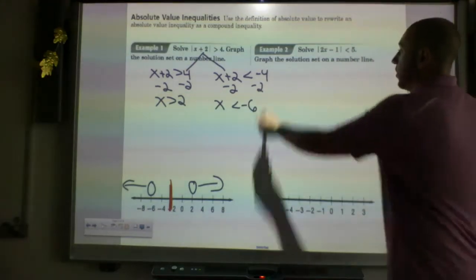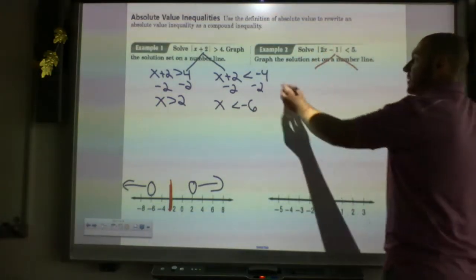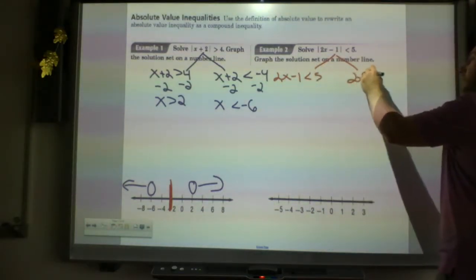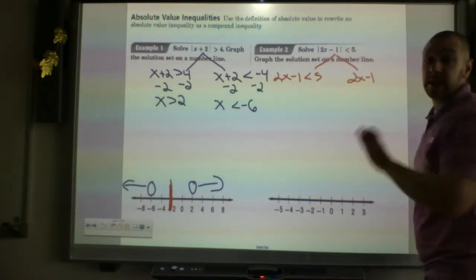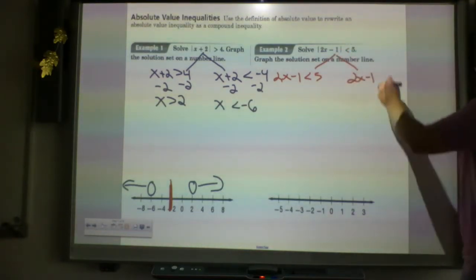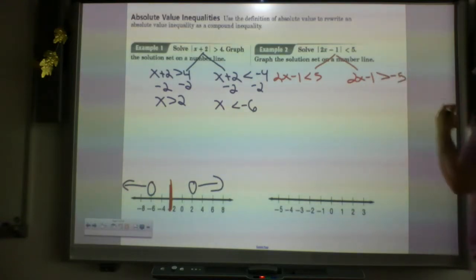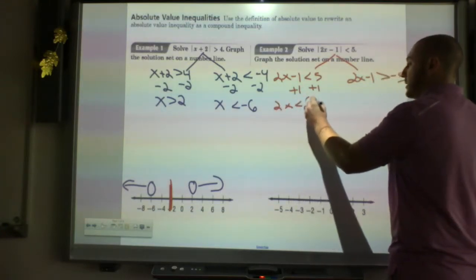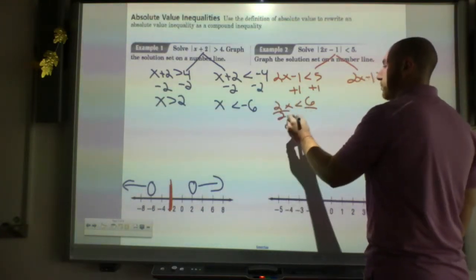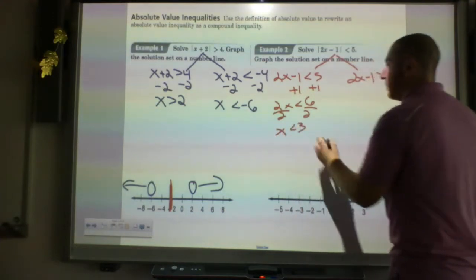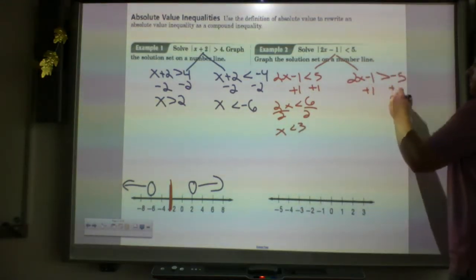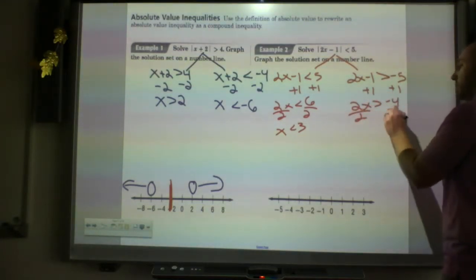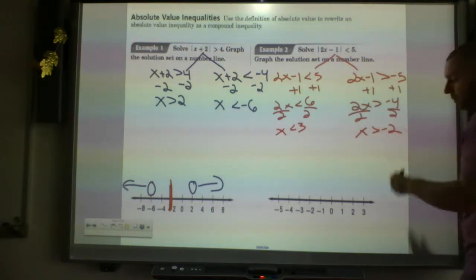But we're going to solve it the same way, where we split it into the two cases, where 2x minus 1 is less than 5, and 2x minus 1, again, I'm not changing anything inside the absolute value, is going to be greater than negative 5. So I would add 1, 2x is less than 6, I would divide by 2, x is less than 3. In this case, I would add 1, 2x is greater than negative 4, divide by 2, x is greater than negative 2.